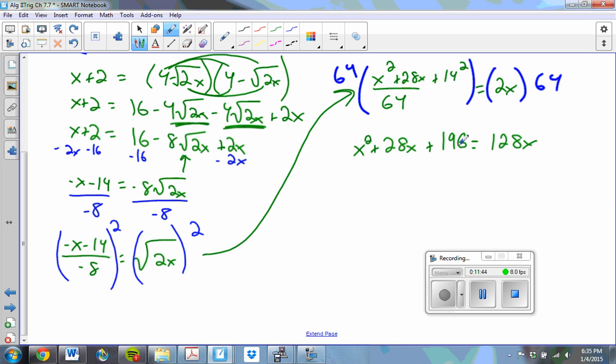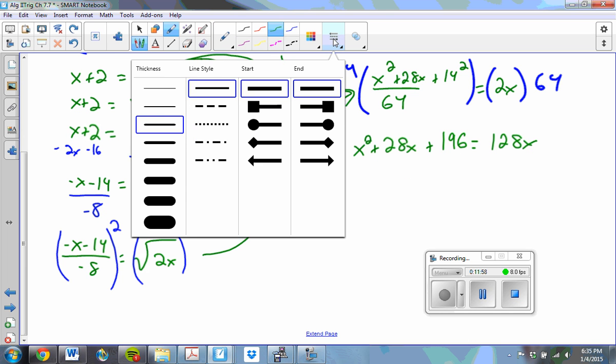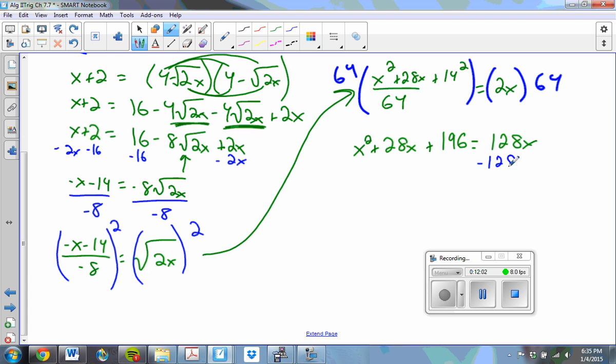Okay, this is a quadratic, which means we have to solve it by factoring, by the quadratic formula, by completing the square, or however you want to solve it. But the first thing I want to do is get it equal to 0. So I have x squared minus 100x plus 196 equals 0.